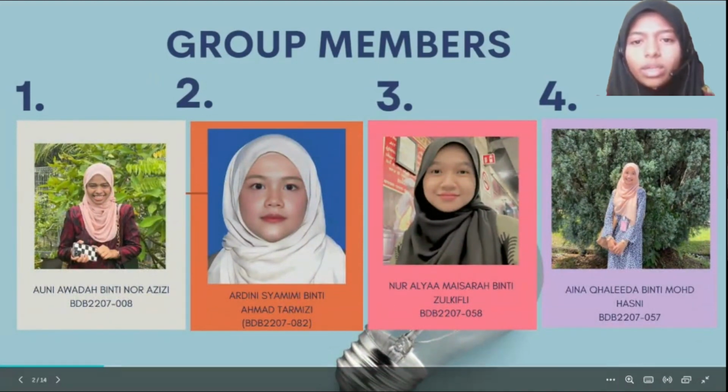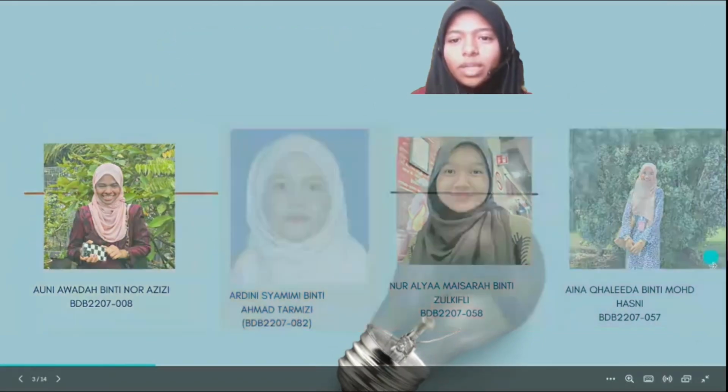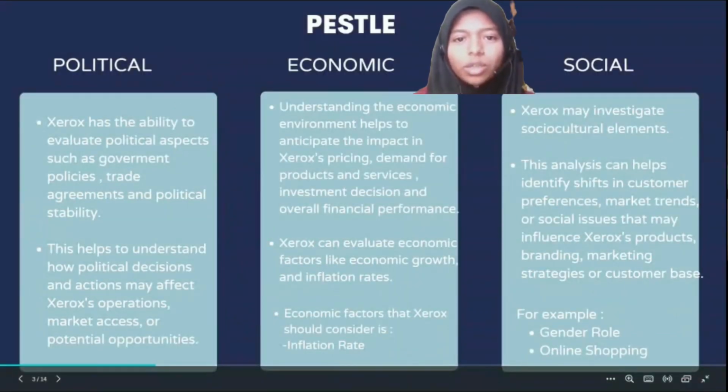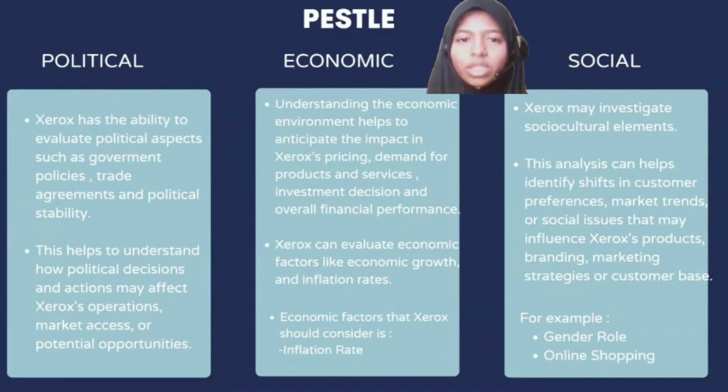We want to explain the details about the Xerox company. For question 1, by using PESTEL analysis, explain how the CEO of Xerox can use the analysis to explore the external factors of its business. For political, Xerox has the ability to evaluate political aspects such as government policies, trade agreements, and political stability. This helps to understand how political decisions and actions may affect Xerox operations, market access, or potential opportunities. Examples for political are political stability and taxation.